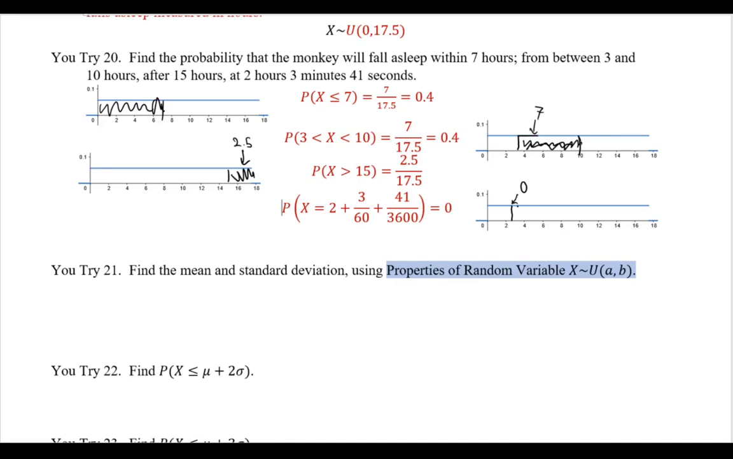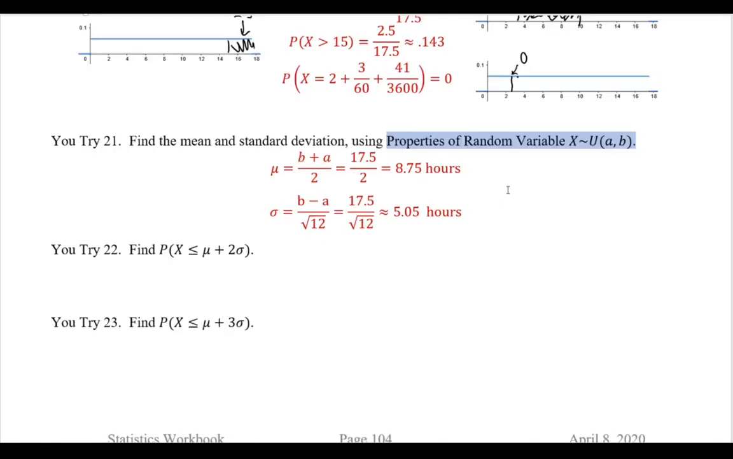You try 21. Find the mean and standard deviation using the properties from the previous page. The mean is fairly straightforward for the uniform distribution. We take halfway between the starting and end values, and that will be my mean. And make sure to add the units of measurement. In this case, it'll be 8.75 hours. For the standard deviation, we take the range and divide it by the square root of 12, which in this case turns out to be around 5.05 hours.